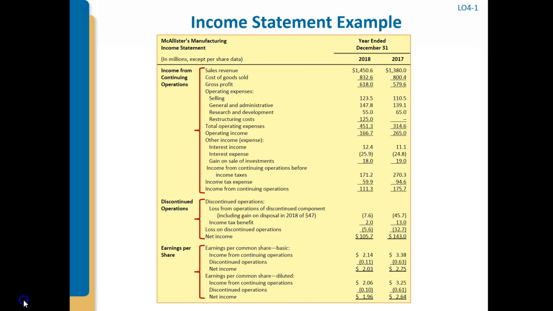In each income statement, you should include the heading, the name of the company, the title of the statement, and the date or time period. McAllister's income statement is for the year ended December 31st. So this means that amounts in the income statement are the result of transactions from January 1st to December 31st of that year. Now, many companies have reporting periods, often referred to as a fiscal year, that end in months other than December. Shown here are comparative income statements for 2 consecutive years.